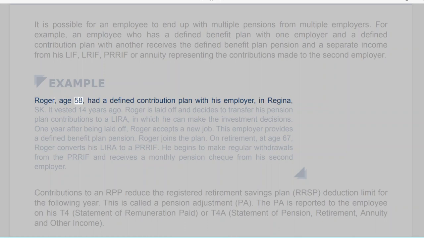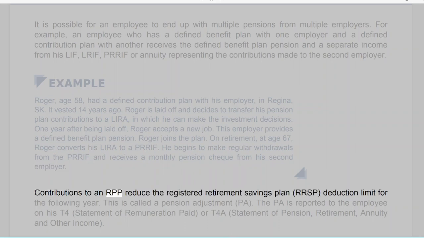Roger, age 58, had a defined contribution plan with his employer in Regina, SK. It vested 14 years ago. Roger is laid off and decides to transfer his pension plan contributions to a LIRA, in which he can make the investment decisions. One year after being laid off, Roger accepts a new job. This employer provides a defined benefit plan pension. Roger joins the plan. On retirement, at age 67, Roger converts his LIRA to a PRRIF. He begins to make regular withdrawals from the PRRIF and receives a monthly pension check from his second employer.